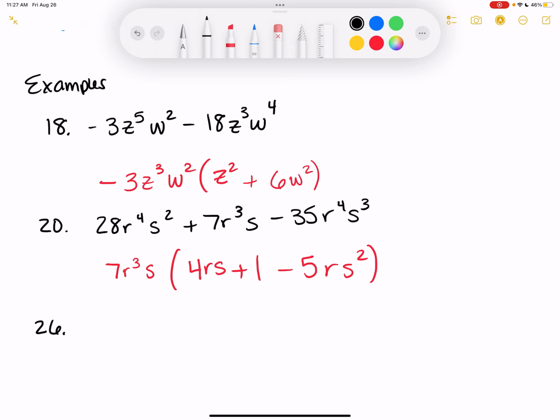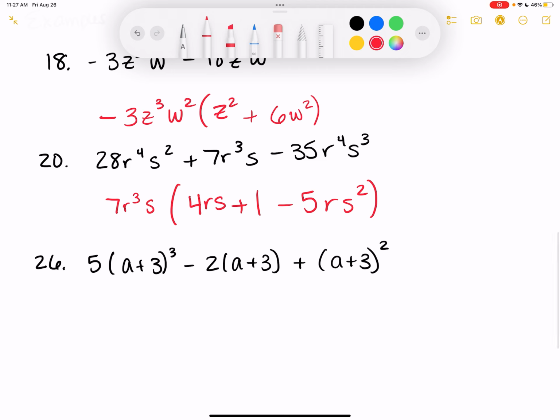Problem 26: 5 times a plus 3 cubed minus 2 times a plus 3 plus a plus 3 squared. Oh, goodness. Can't you just take an a plus 3 and do something with it? Do what with it? Like throw it out front? Yeah. Is this review still? Yes. Oh my gosh.